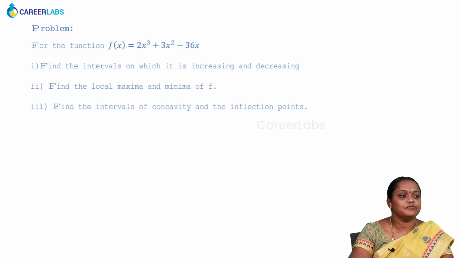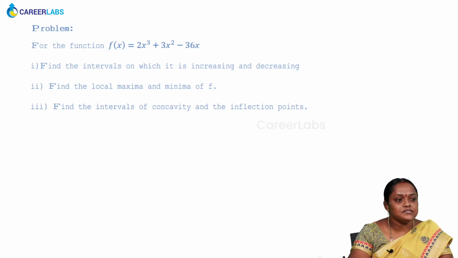Given function f of x is equal to 2x cube plus 3x square minus 36x. So, we are going to find the intervals on which it is increasing and decreasing, and in the second subdivision we are going to find the local maximum and local minimum, and thirdly we are going to find the intervals of concavity and the point of inflection. All these things in the same problem. So, the first one is we are going to find the intervals in which the function is increasing and decreasing.